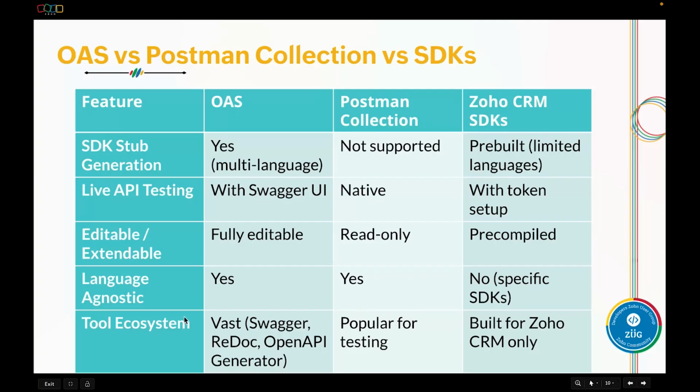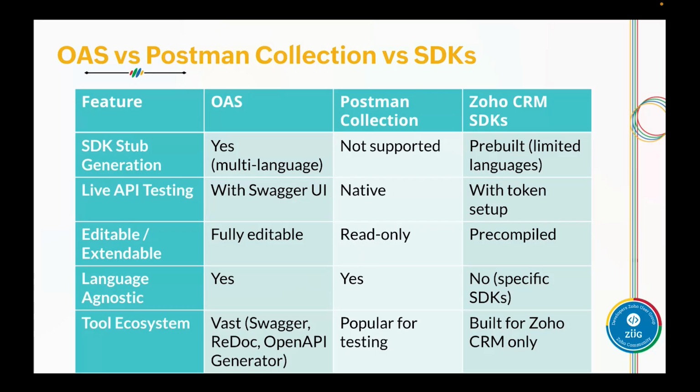Coming to tool ecosystem, for OAS, you're tapping into a vast ecosystem. We have tools like Swagger, Redoc, Starlight, OpenAPI Generator, etc., that work off the same standard. Postman is highly popular in the API testing world. It's fast, easy, and visual. Coming to Zoho SDKs, they're focused, they're built for Zoho CRM only, but that means that they come with deep feature support out of the box, like automatic token refreshing, pagination handling, and record modeling.